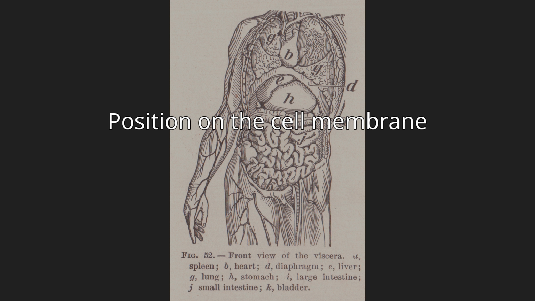Position on the cell membrane. A hollow inner part of a body organ, such as the gastrointestinal tract, or tube, such as an artery, is called the lumen. The side of a cell facing the lumen is called the apical surface. The opposite side, facing away from the lumen, is the basolateral surface, which faces instead towards the interstitium and away from the lumen.